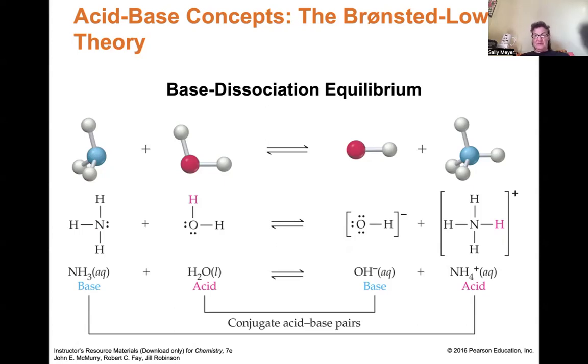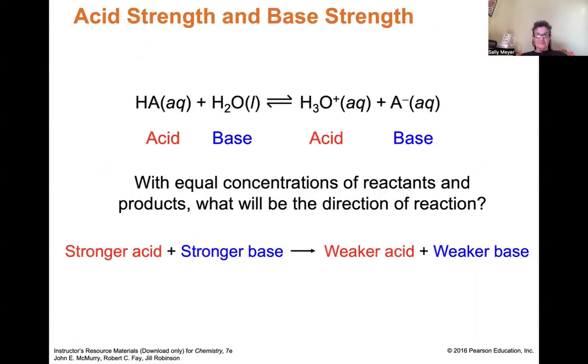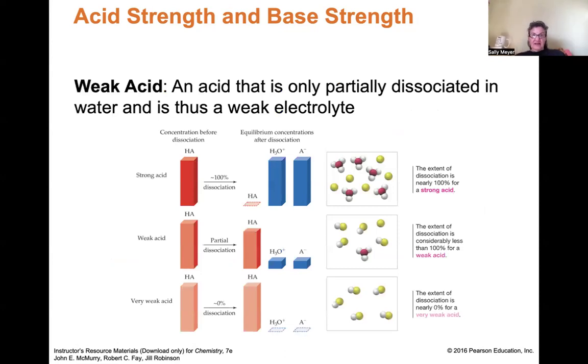It accepts a proton. It becomes an acid, NH4 plus. So when we talk about the relative strength, if you put an acid and a base together, they're only going to react if the acid is stronger on the reactant side. So with equal concentration of reactants and products, what will be the direction of the reaction? It will always be from the left-hand side, the stronger acid plus stronger base, going to a weaker acid plus weaker base. And so we can figure that out by knowing the properties of the acid as we go through.